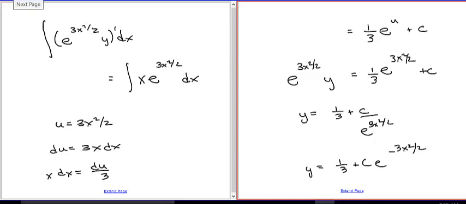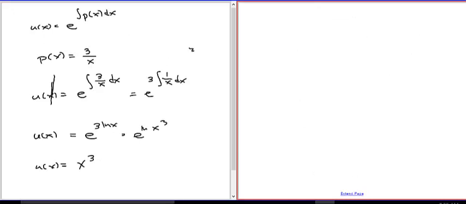Okay, so that's chapter 6. That's all I'm going to test you on in chapter 6 is an integrating factor problem.